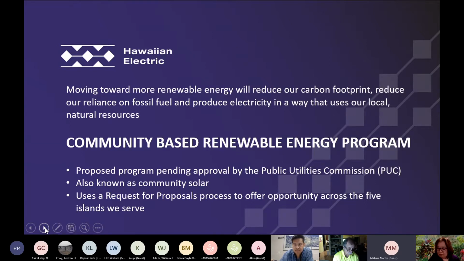So part of our efforts of bringing all of these different programs together will be the community-based renewable energy program. It's a proposed program. It's still pending approval by our Public Utilities Commission. You can hear us call them PUC often throughout our discussions. It's also known as community solar. And we do use a request for proposals process to offer this opportunity across the 5 islands we serve.